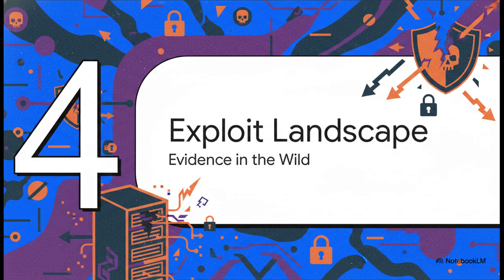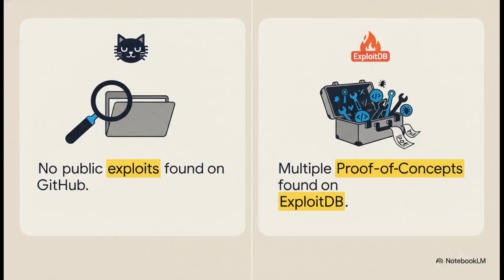But what's the actual evidence on the ground? Let's switch gears and look at the exploit landscape to see if we can find proof that attackers actually have the tools to pull this off. Now this is where it gets really interesting. If you go looking on GitHub for public exploits for this, you'll come up empty, nothing. But if you check a more specialized place like ExploitDB, boom, a totally different story. There are multiple proof of concepts, or POCs, just sitting there.